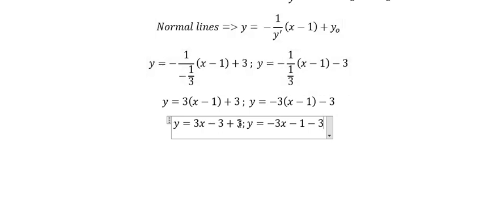Negative 3 and positive 3, they will cancel. This is positive 3, positive 3, negative 3, they will cancel. And here is the answer to the question.